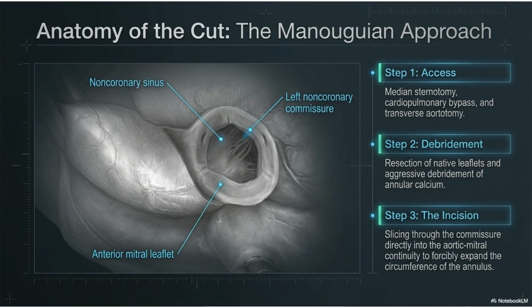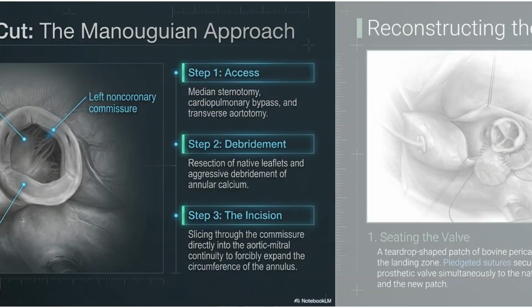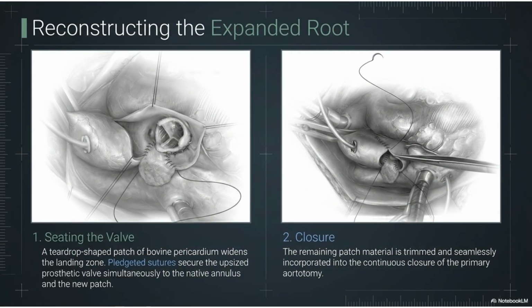The Manoogian approach involves median sternotomy, cardiopulmonary bypass, and transverse aortotomy for access. After debridement, the critical step is slicing through the commissure directly into the aortic mitral continuity to forcibly expand the circumference of the annulus. Seating the valve is done using a teardrop-shaped patch of bovine pericardium to widen the landing zone.